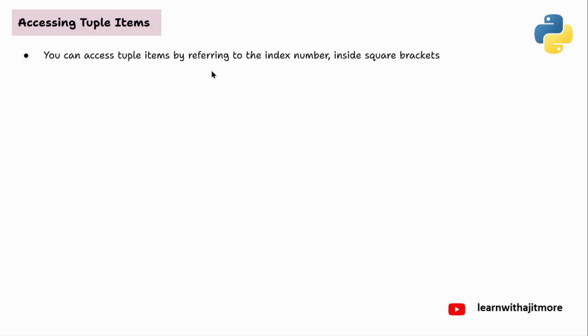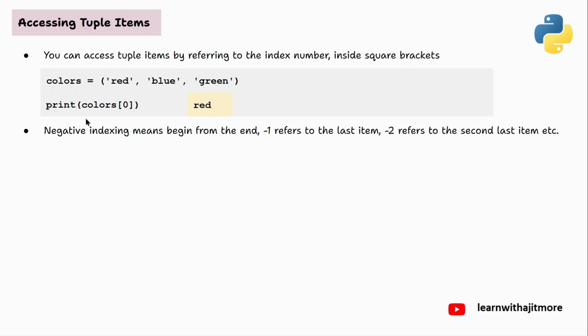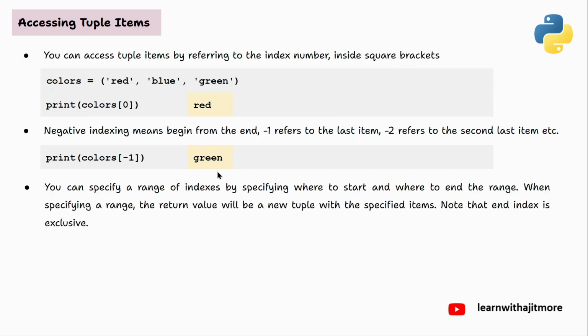So you can access tuple items by referring to the index number inside square brackets. See, this is your tuple, colors of 0. Who is at 0th place? Red. Okay. You can give negative index also. Negative indexing means begin from the end. Minus 1, minus 2, minus 3, like that. Minus 1 means last. Minus 2 means second last. Colors of minus 1. Green. Okay, guys, I hope this is clear.